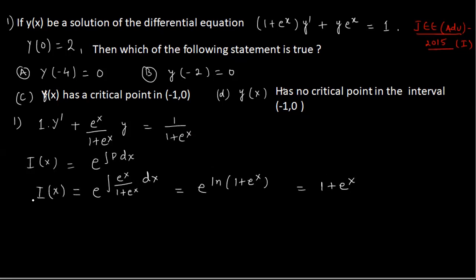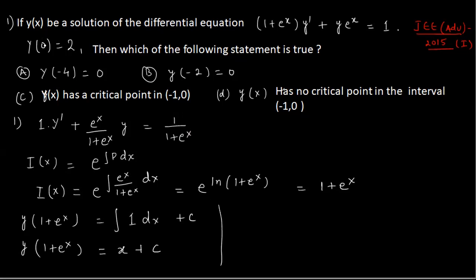Now let us see the solution of this differential equation. So y times the integrating factor is equal to the integral of q times the integrating factor. Here q is basically the reciprocal of the integrating factor, so q times the integrating factor is simply 1, which integrates to x plus a constant of integration. So y times 1 plus e raised to the power x is simply x plus a constant. Now, since it is given that y equals 2 at x equal to 0, put x equal to 0 and y equals to 2.